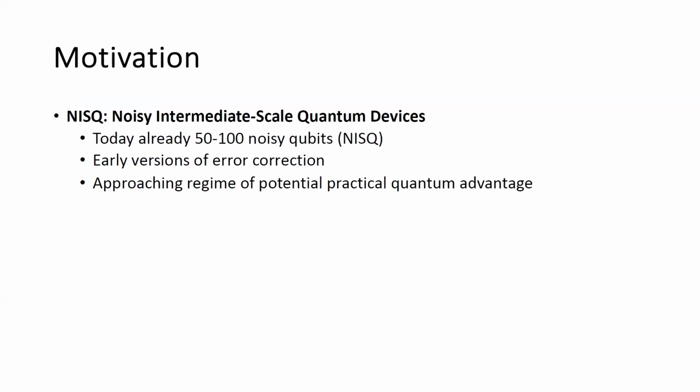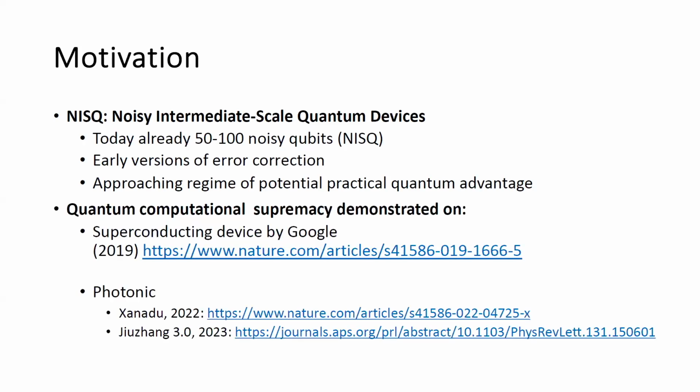So we are in the era of noisy intermediate scale quantum devices. We already have around 100 or even more qubits, but these are very noisy. We are shortly approaching the regime of practical quantum advantages. There were already a couple of quantum supremacy experiments which demonstrated some kind of quantum advantage on both superconducting architecture and photonic architectures.